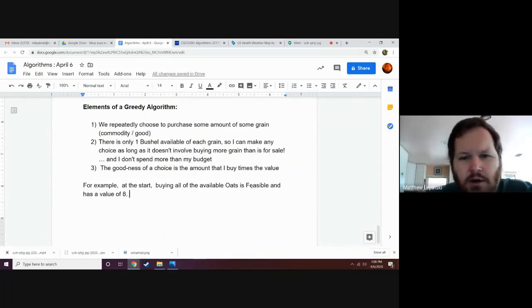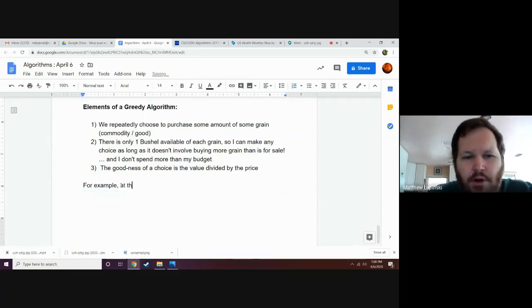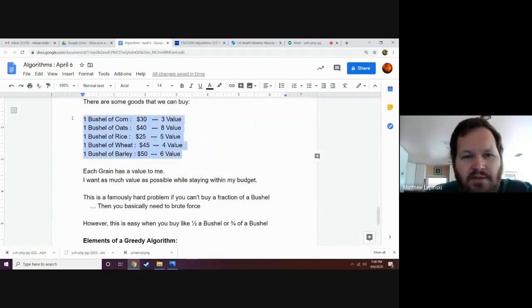Actually, I realize I messed up here. I think I want to look at the goodness of a choice, and let's say the goodness of a choice is actually the value divided by the price. I think this is actually the right greedy algorithm. So, for example, at the start, using the above numbers, let me grab this again.